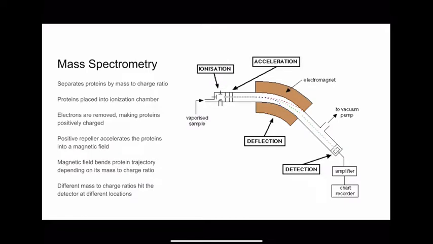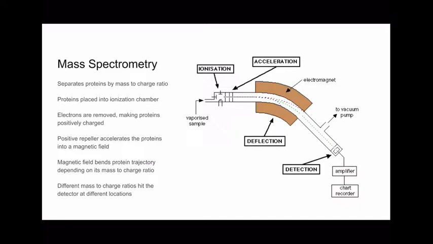The last technique we'll cover is mass spectrometry. This separates proteins by their mass to charge ratio. First, the sample is vaporized and placed into an ionization chamber, where electrons are knocked off of the sample to make it positively charged.